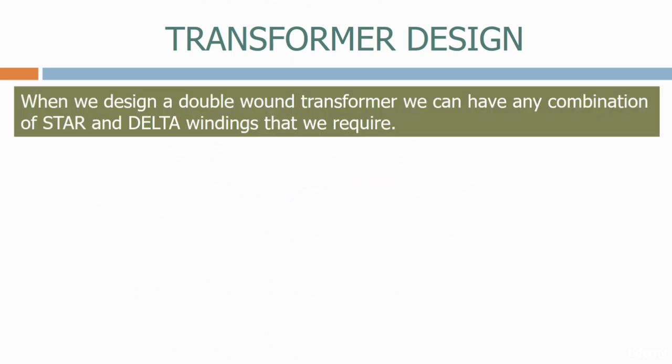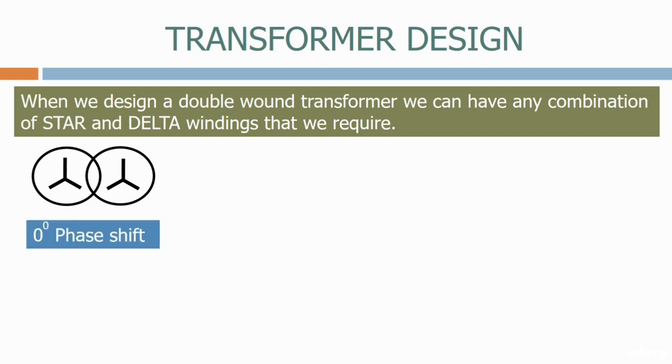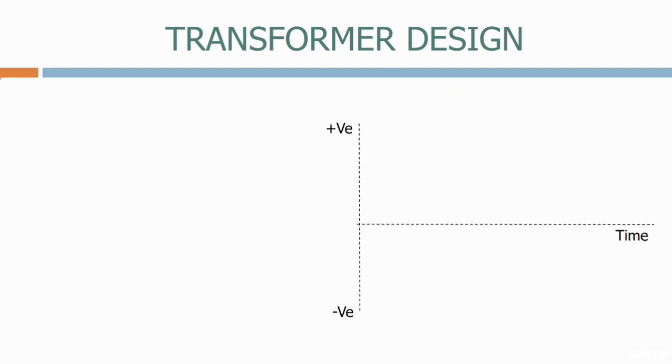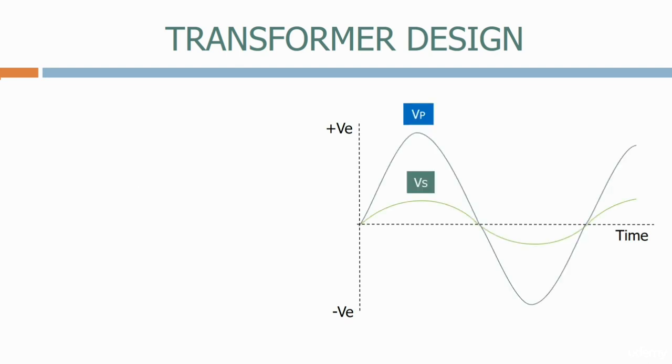When we design a double wound transformer, we can have any combination of star and delta windings that we require. Here's a star-star transformer, with a star winding on the primary and a star winding on the secondary. A star-star transformer traditionally has a 0 degrees phase shift. Let's see what that means. A 0 degrees phase shift means that the voltages on the primary and secondary windings are both in phase, and there's been no phase shift from the primary to the secondary winding.